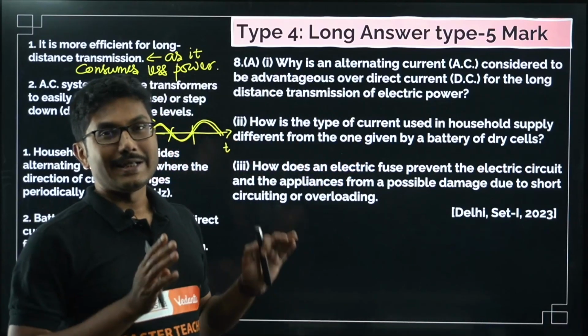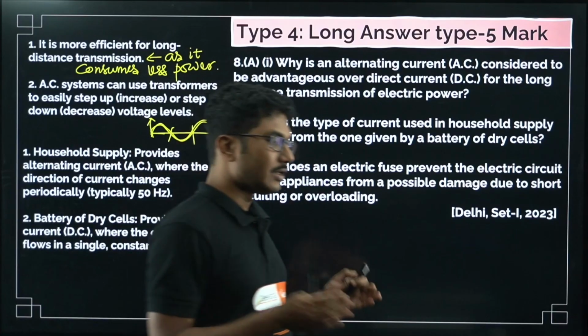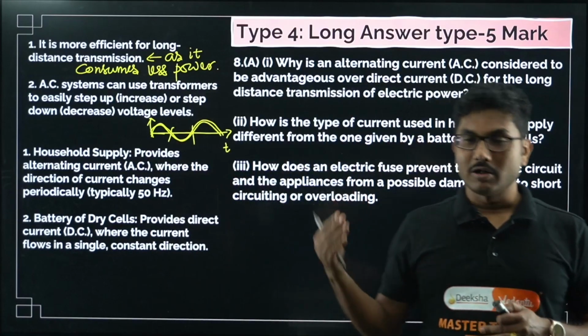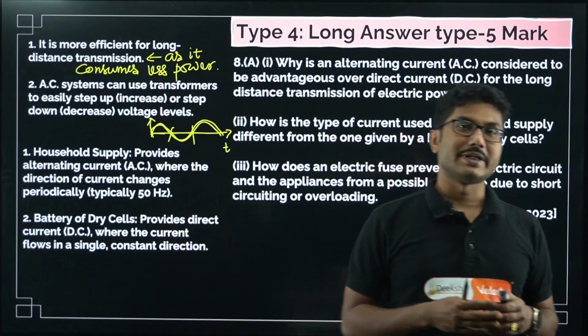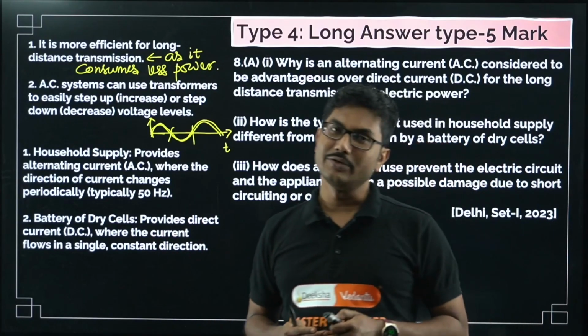So that's why AC is used, because AC can be easily converted into DC, and all the devices that require DC are configured in such a way that they can easily convert that AC into DC.